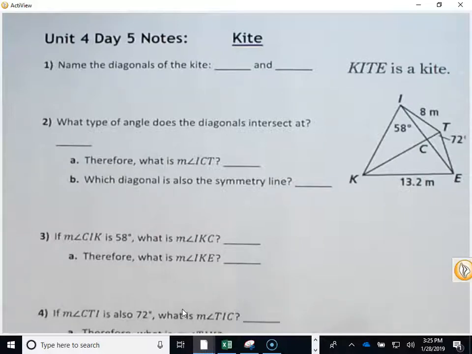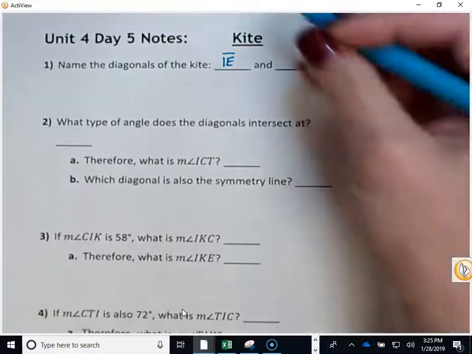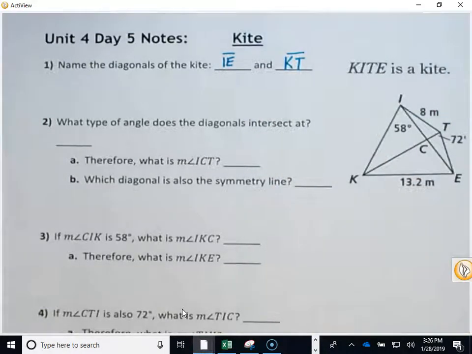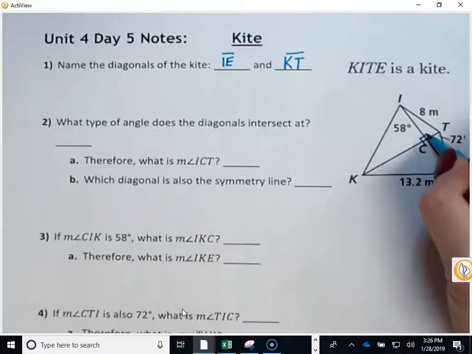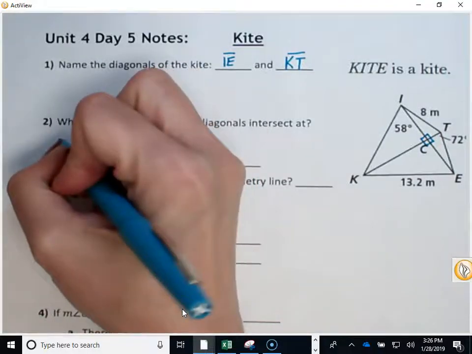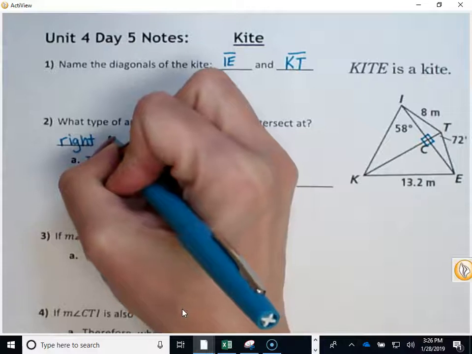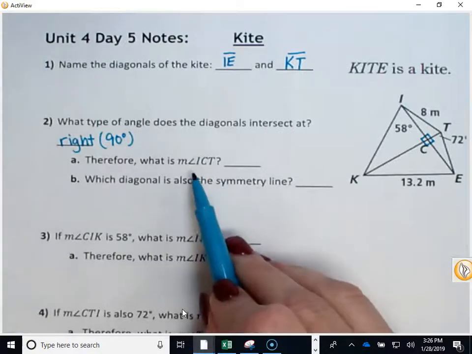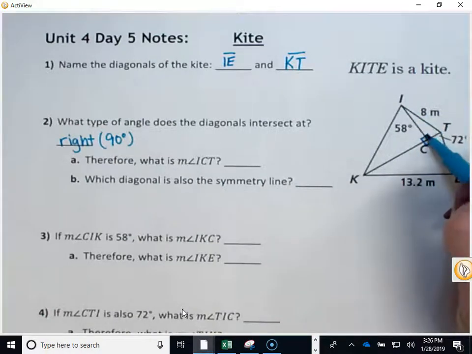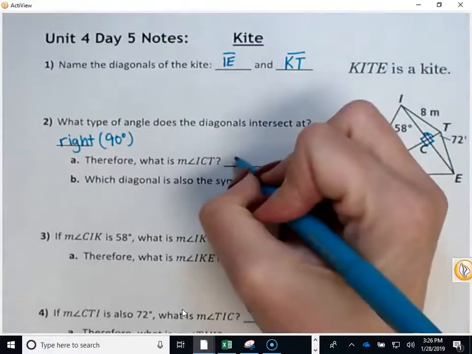So name the diagonals of the kite. So here's a diagonal going from I to E. So segment IE is one diagonal. And going from K to T is the other diagonal. So KT is my other diagonal. Number 2 says, what type of angle do the diagonals intersect at? So where the two diagonals intersect on a kite, it makes 90-degree angles right there. So it makes a right angle, or a 90-degree angle. So that's the type of angles it makes where they intersect. So then they're asking, what's the measure of angle ICT? So going from I to C to T, they're talking about this angle here. And that's a 90-degree angle, so it's 90 degrees.